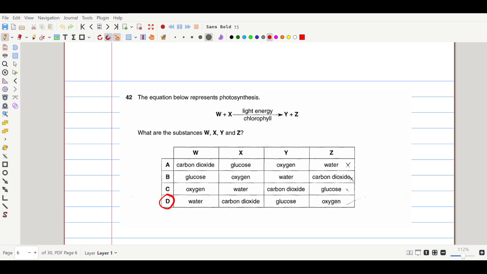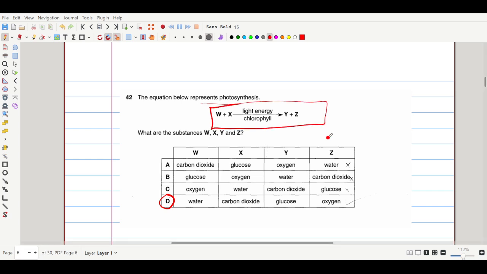Allow me to explain. First of all, we are given an equation here. We are given a word equation to complete. So this right here is a word equation for photosynthesis.